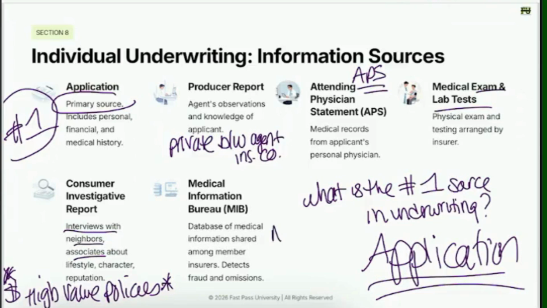And then the MIB, Medical Information Bureau. They love this test question. They will just ask you, what is the database of medical information shared among member insurers? The Medical Information Bureau. Or what is the purpose of the Medical Information Bureau? To share medical information among other insurers. It helps detect fraud and omissions. Every time you go to the doctor, every time you get a prescription, it is put into the MIB.